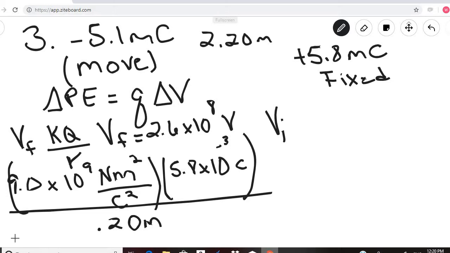Okay, and then we'll do the same thing for the initial. So the initial is just going to be the same equation that we did for the final, except that the radius is going to be different. So the radius, instead of being 0.2, it would be 2.20 meters. So what we will get for VI is 2.4 times 10 to the 7 volts.